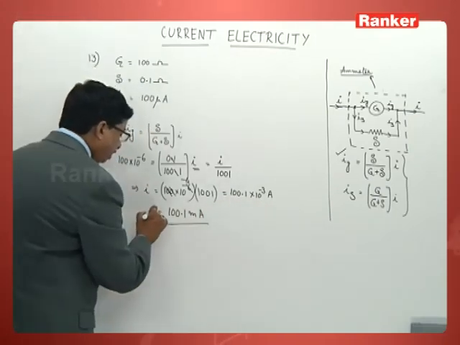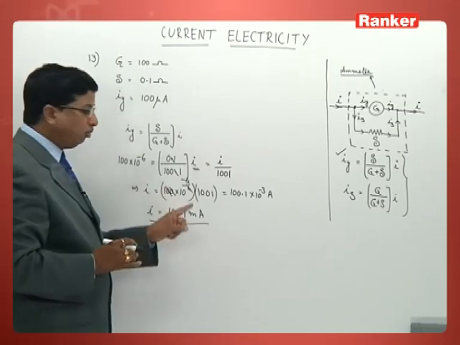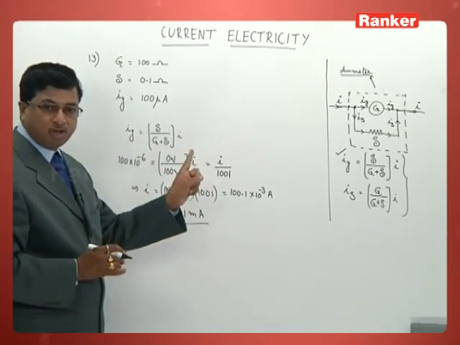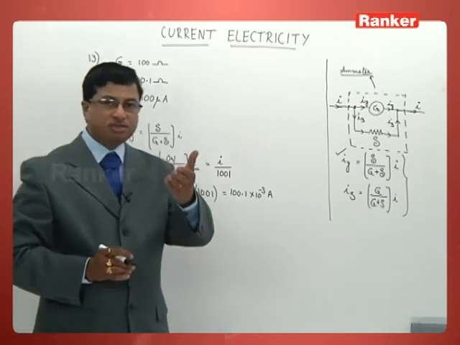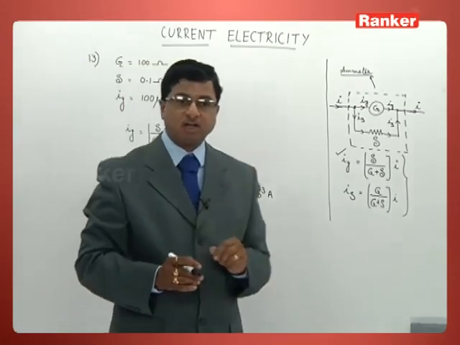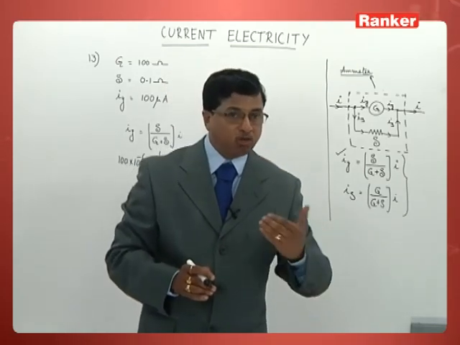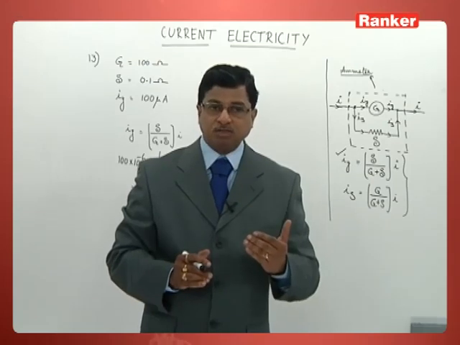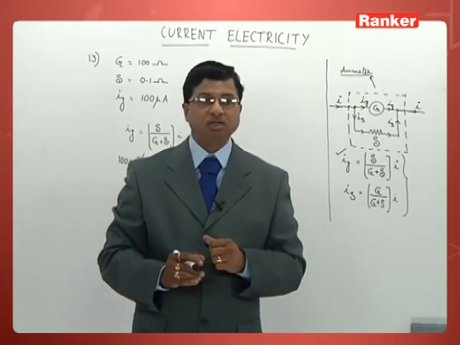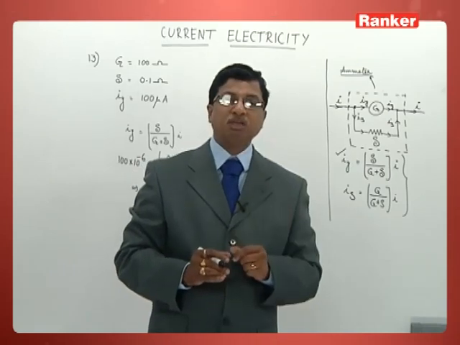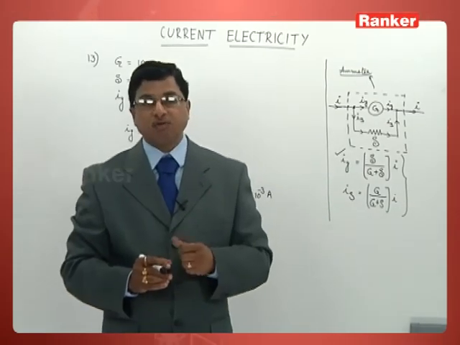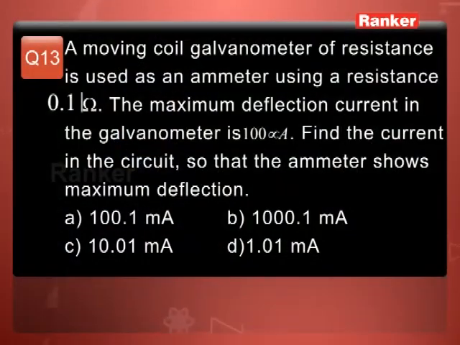So what must be the current across the system now? 100.1 milliampere as such. So looking at the options given there, you can all understand the first option is the correct option for us. First option given, 100.1 milliampere. Second option given, 1000.1 milliampere. Third option is 10.01 milliampere, and fourth option is 1.01 milliampere. So you can directly understand the answer for this particular problem is the very first one, that is A only.